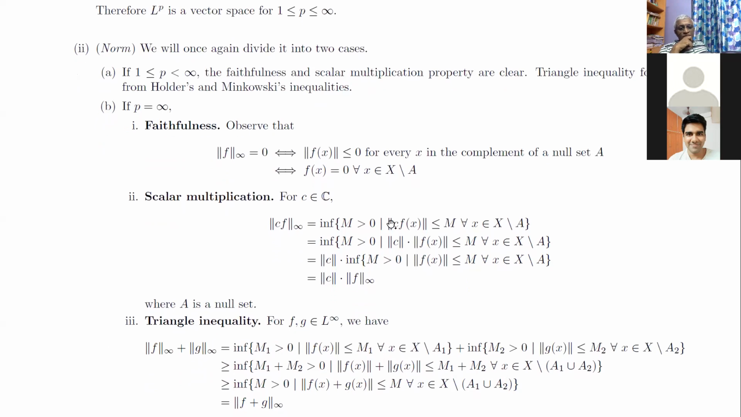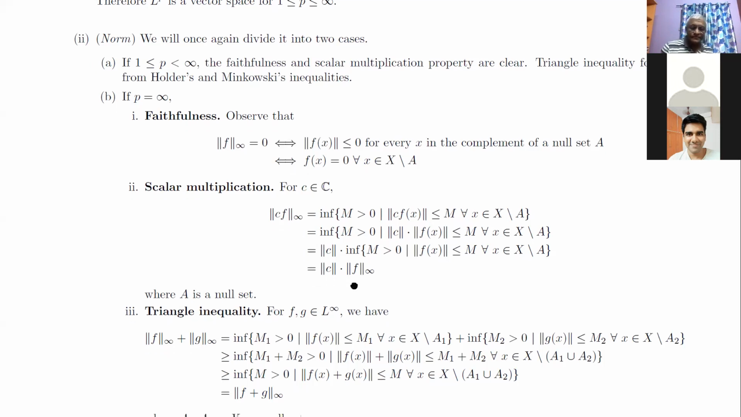And so the next objective is to prove scalar multiplication. So let c be any complex number. By definition, the infinity norm of cf is the infimum of every positive m such that |cf(x)| is less than or equal to m for every x in the complement of some null set A. And since this defines a norm on complex numbers, we can pull out the c from the entirety of this set, and what remains is just the infinity norm of f. So all in all, we have proved that the infinity norm of cf is |c| times the infinity norm of f. So the scalar multiplication property has been proven.